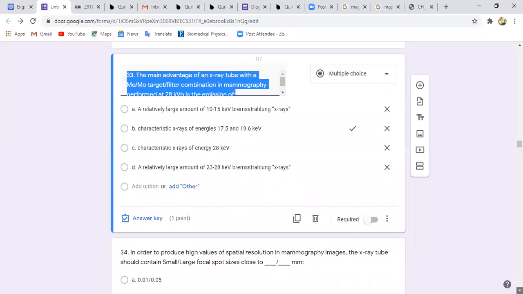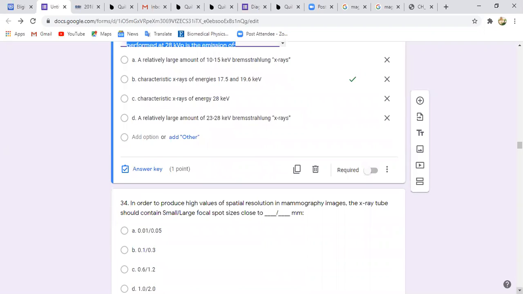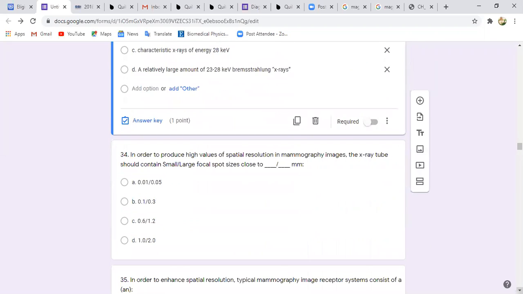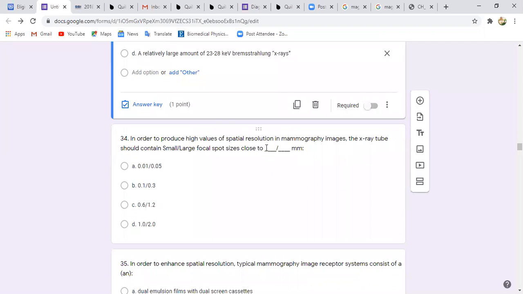So we have number 34. In order to produce high spatial resolution mammography, the small focus and large focus spot sizes are what? What are the dimensions? 0.1 and 0.3. Yeah, 0.1, 0.3.